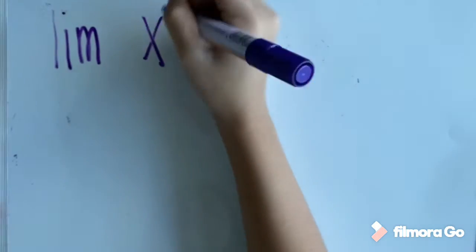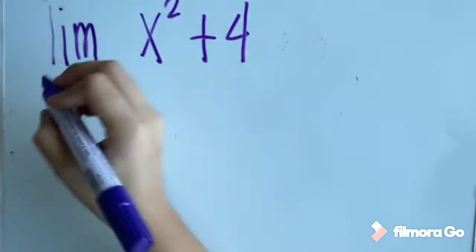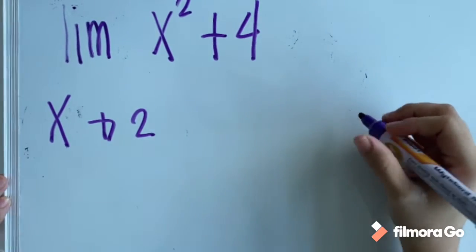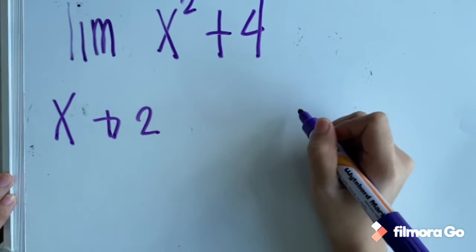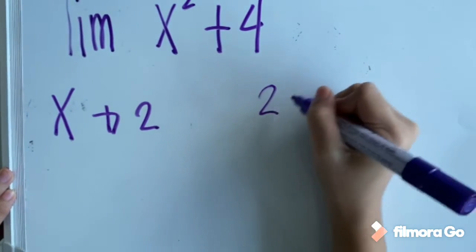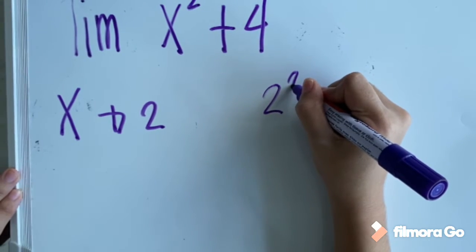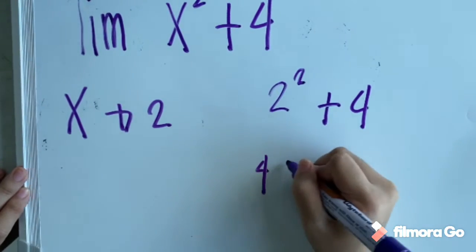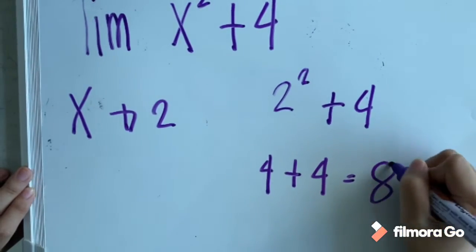Now that you know what direct substitution is, I'll be giving you examples to better understand. So the first example is the limit of x squared plus 4 as x approaches 2. So directly substitute x with 2, and that would be 2 squared plus 4, and then 4 plus 4 is equal to 8.